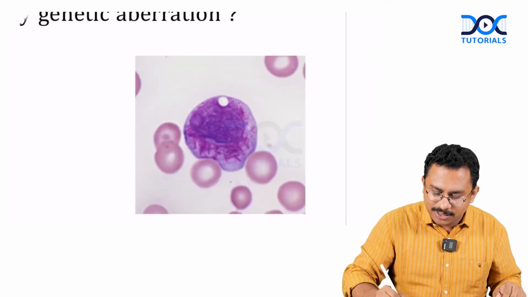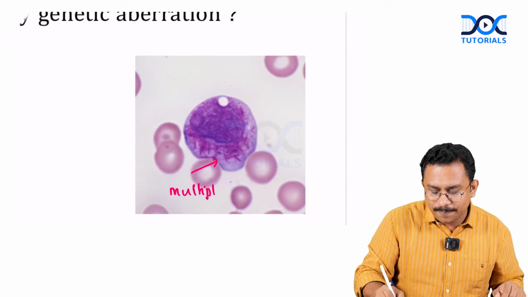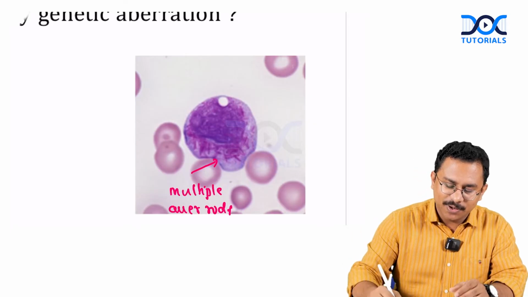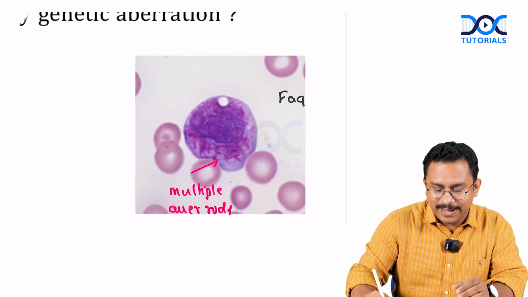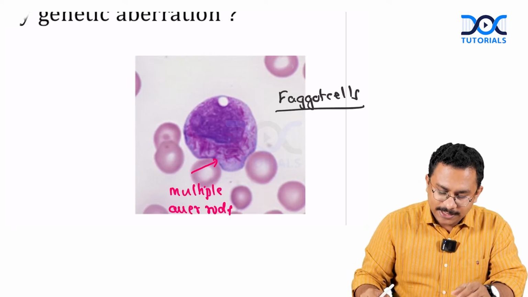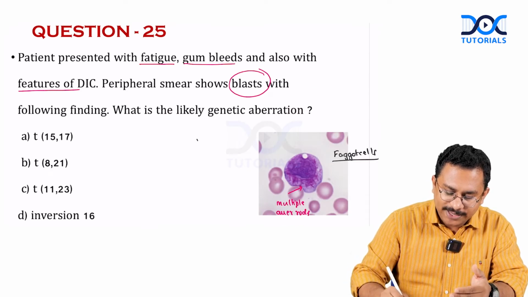And you can see what is the finding here, the presence of multiple Auer rods. So when you get promyelocytes containing multiple Auer rods, these are known as Faggot cells. Okay, these are known as Faggot cells. These Auer rods are most commonly associated with AML-M3.